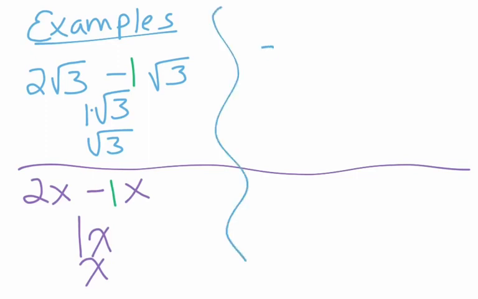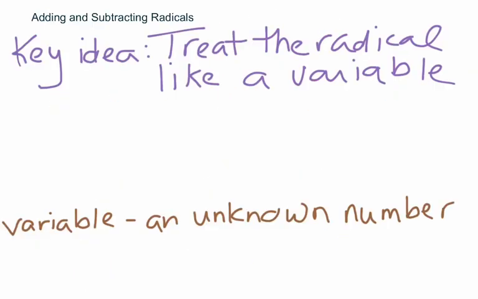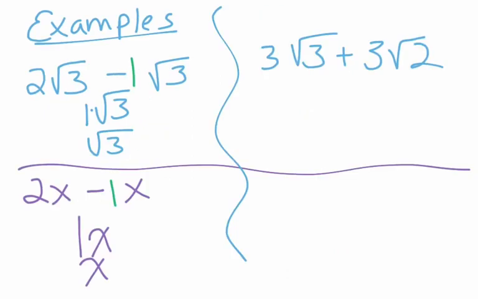looks like this. If you have 3 root 3 plus 3 root 2. Now remember, our key idea is that we're going to treat the radical like a variable. So let's look at the variable version of this. This would be like 3x plus 3, and now I have a different radical, so I'm going to use a different variable. We'll have 3x plus 3y. And I hope that you notice that you cannot add 3x plus 3y.